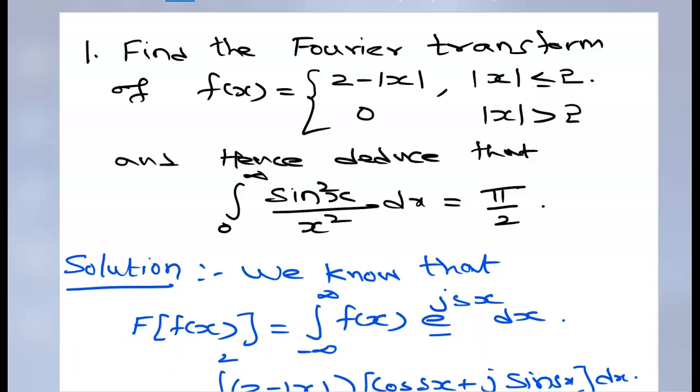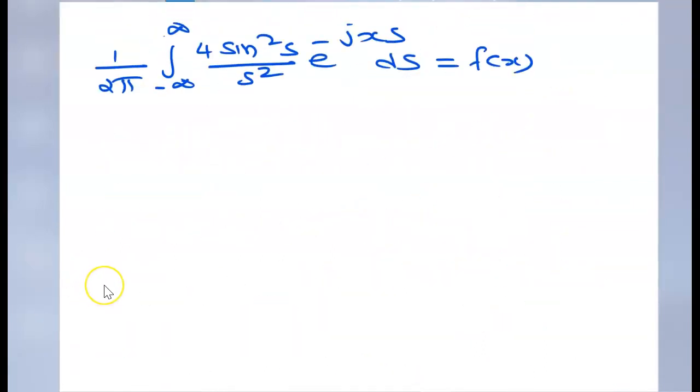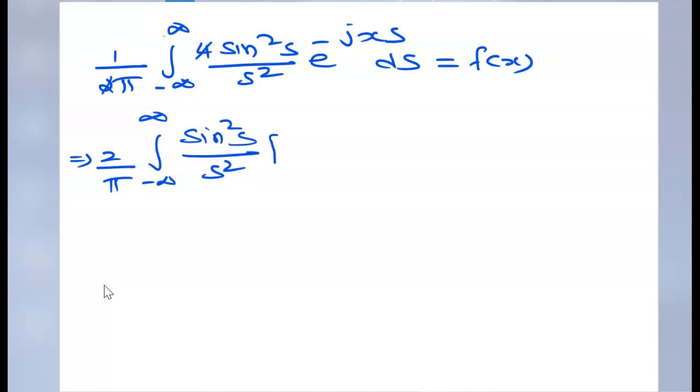Let me write that value on the next line. Now you will allow me to cancel this with this one. So what we are going to have here is 2 by pi integral over minus infinity to plus infinity sine squared s divided by s squared, the same thing, e power minus j x s, which is cos x s minus j sine x s ds.